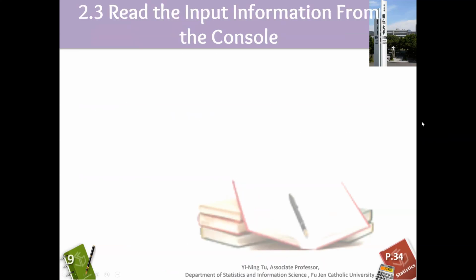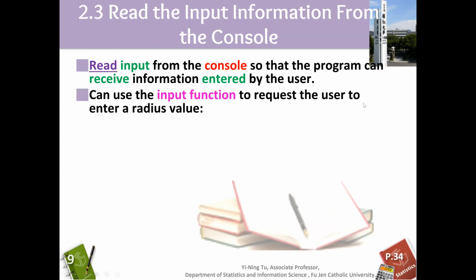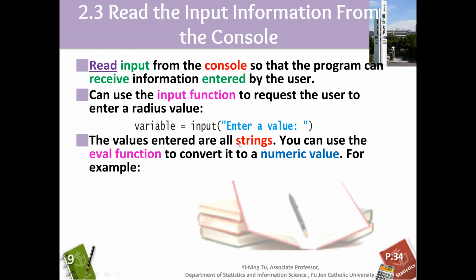Now, read the input information from the console. As we mentioned with the radius and area example, we read the input from the console so that the program can receive information entered by the user. So we can use the input function to request the user to enter a radius value. For example, variable equals input, enter value. So the user will see that now they have to enter a value. And the values entered are all strings. So you can use the eval function to convert it into a numeric value.